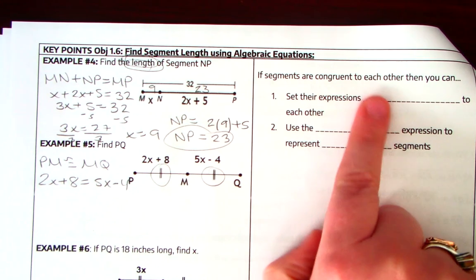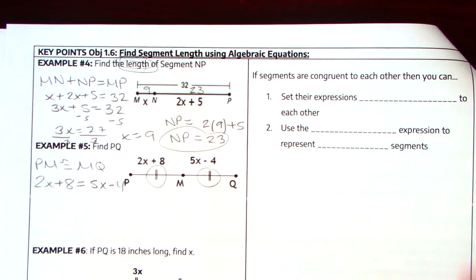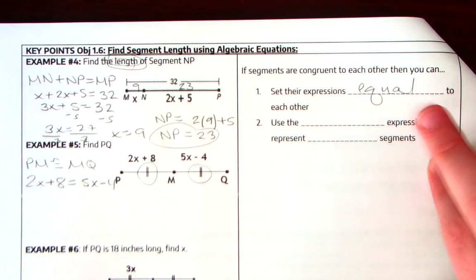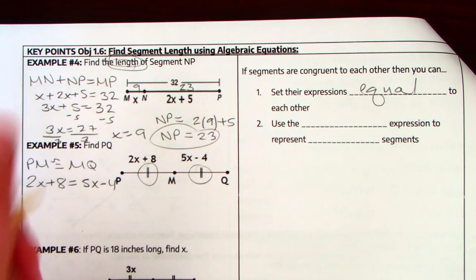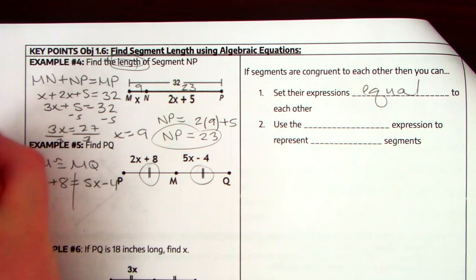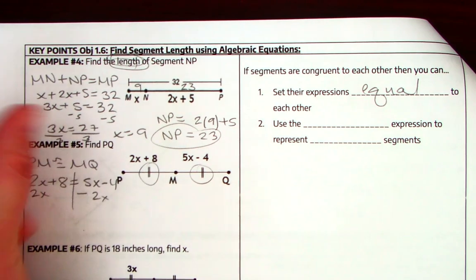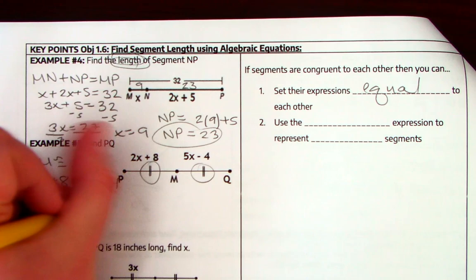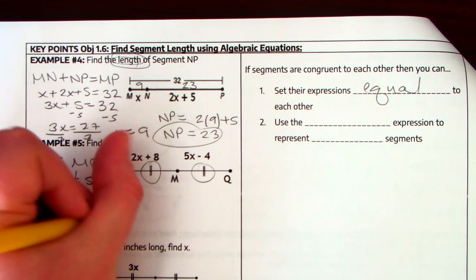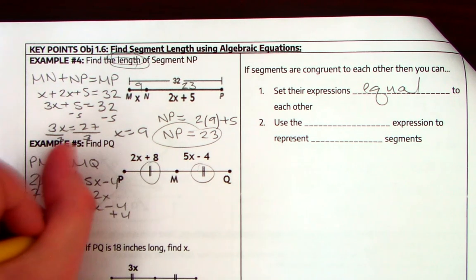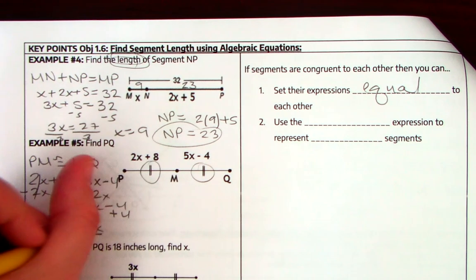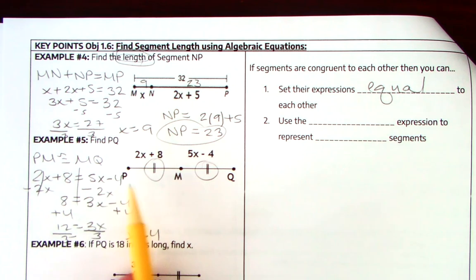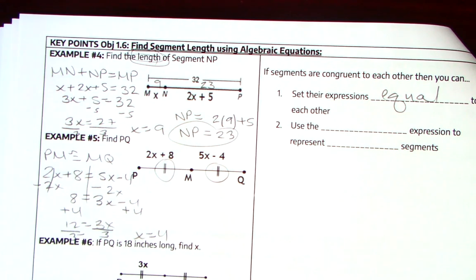So notice, if segments are congruent to each other, then you can set their expressions equal to each other. So let me just solve this. I'm going to move my X's to the right side, so subtract them from there. That leaves me with 8 equals 5X minus 2X is 3X minus 4. Plus 4, plus 4, 12 equals 3X. Divide by 3, and get X equals 4. And again, it wanted P to Q, so I'm not done. It wants what PQ is.